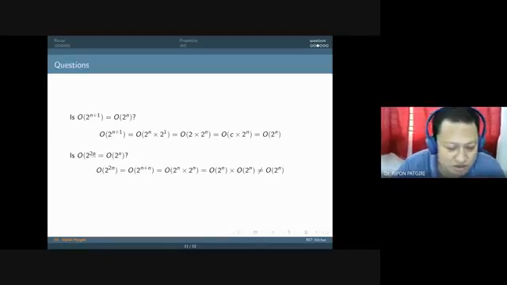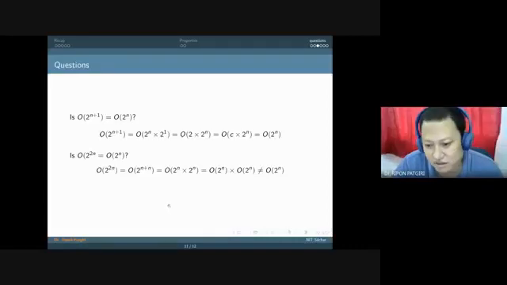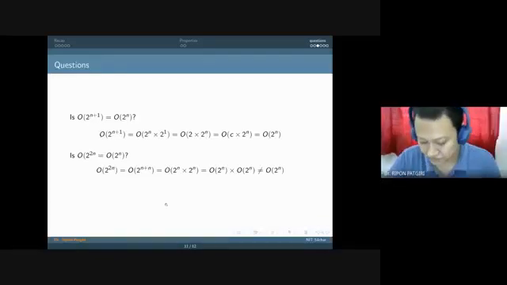But if we say, for example, 2 to the power 2, that is equal to 4, and 4 is a constant. We can easily remove it.